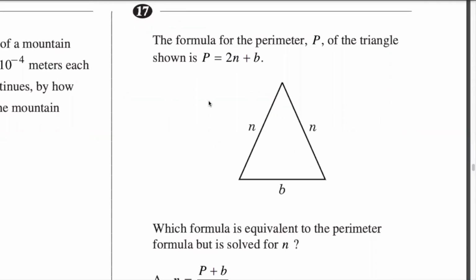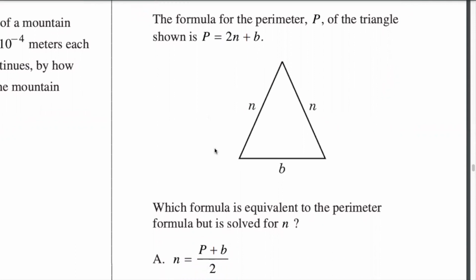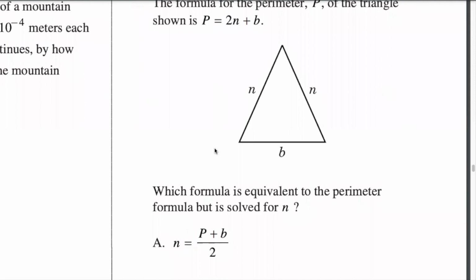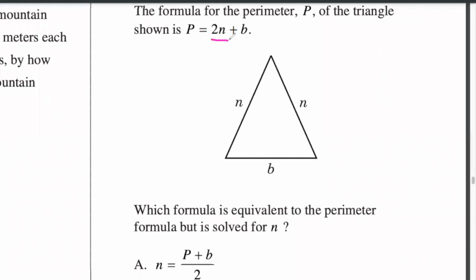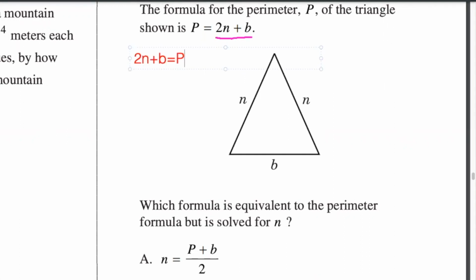Question 17. The formula for the perimeter P of the triangle shown is P equal to 2n plus B. Which formula is equivalent to the perimeter formula but is solved for n? Meaning we have to solve this equation P equal to 2n plus B for n. As we are trying to solve for n, we write it keeping n to the left hand side first. Now we have to get rid of B from here, so we subtract B from both sides.